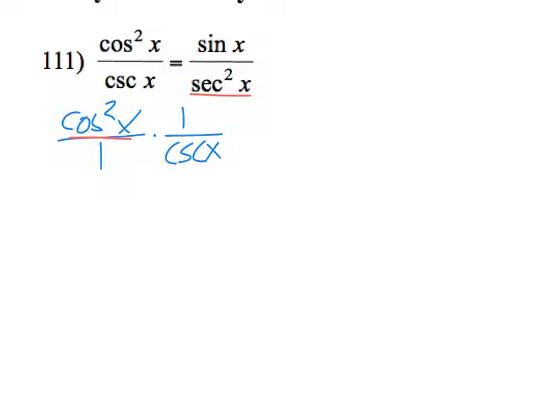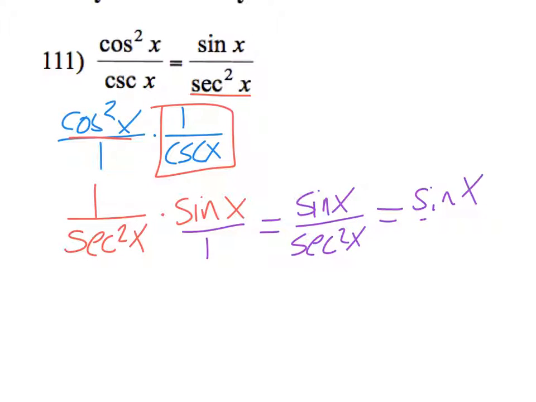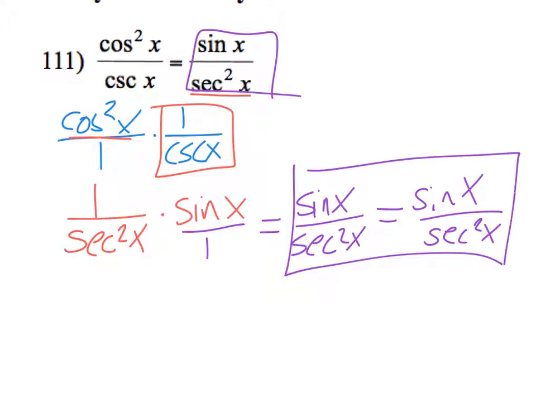Okay? I know I need a secant. I've got a cosine. Thankfully, I know that cosine and secant are related. Cosine squared is the same as 1 over secant squared. And then I've got a cosecant, and I need a sine. Actually, 1 over cosecant is the same as sine x. So I did two substitutions. And now, if I multiply these two together, I get sine x over secant squared x is equal to sine x over secant squared x. As a reminder, we did not touch this side, we left it alone. And our final answer was getting those two to be equivalent with each other.